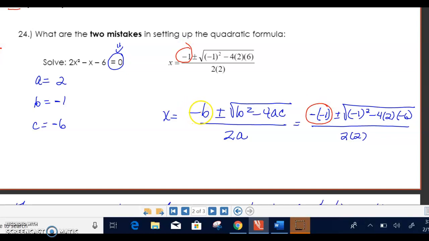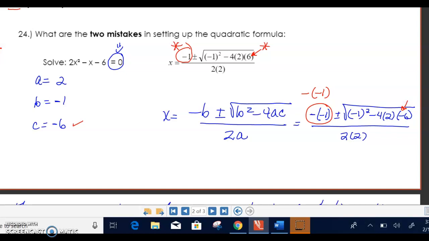The formula says negative b, and since b is already negative, we have to do a negative 1. That's a mistake right there. That turns into a positive 1. The negative 1 squared is good. The minus, the 4, the 2. Oops, they made a mistake right there because c is a negative 6 and they plugged in a positive 6. There's our second mistake. That should be a negative 6.